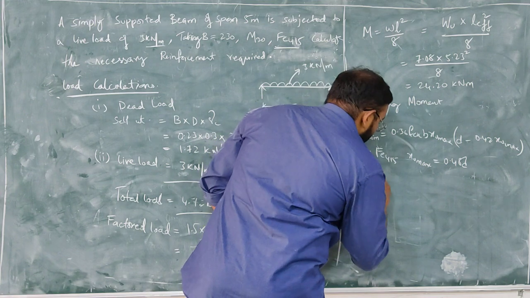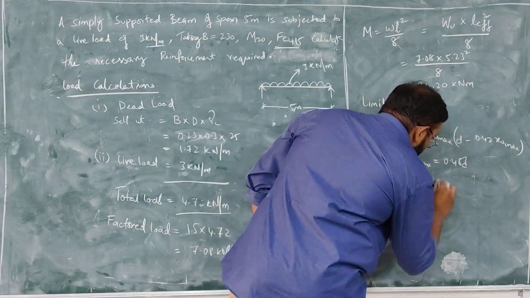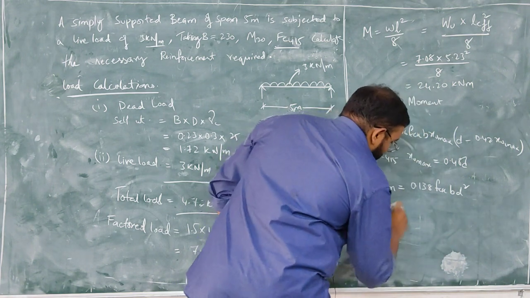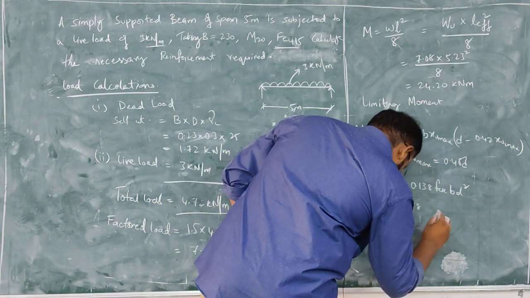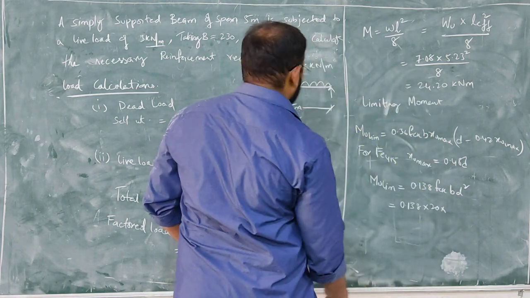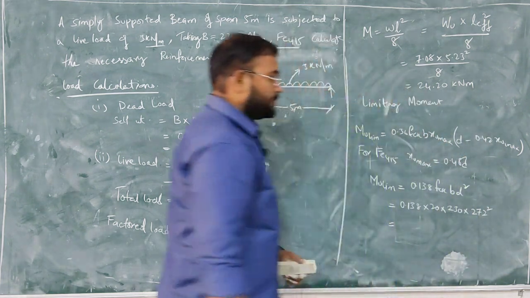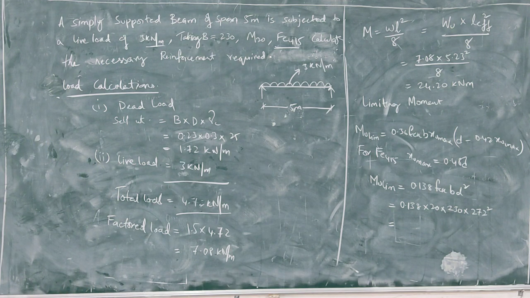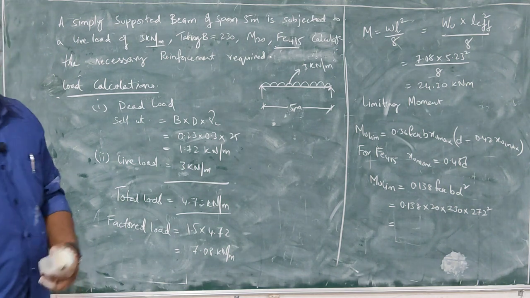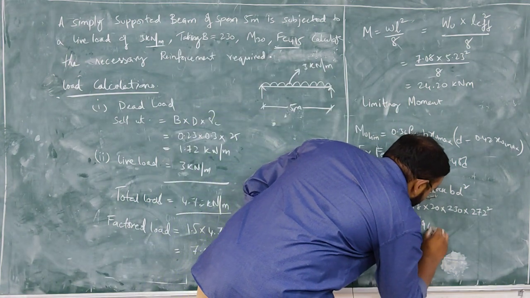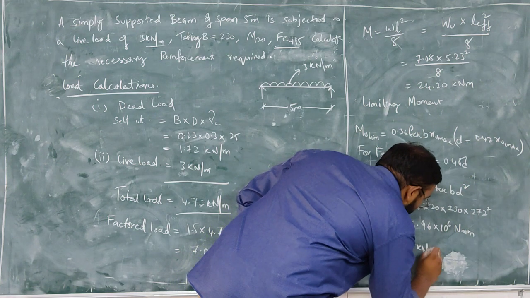So substitute in this formula. Mu lim is equal to 46.96 times 10 power 6 Newton millimeter, which is equal to 46.96 kilonewton meter.